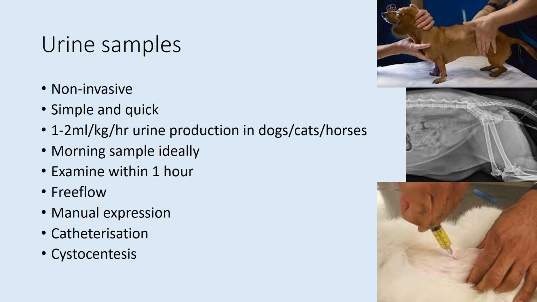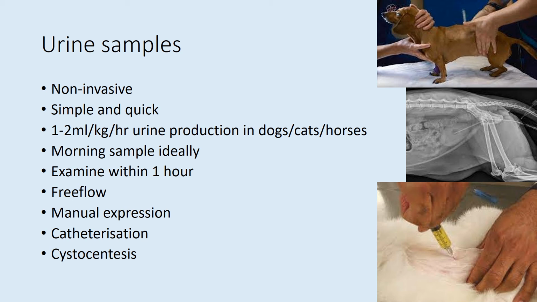Okay, so moving on to urine samples. Urine samples are great because they are non-invasive. Or they can be non-invasive. They're not always non-invasive. They can be non-invasive, and therefore it's something that's quite easy to undertake. People can undertake it at home and bring a sample in, and as vet nurses, we can do that as well. They're simple and quick to run. They're cheap to run as well, which also helps.